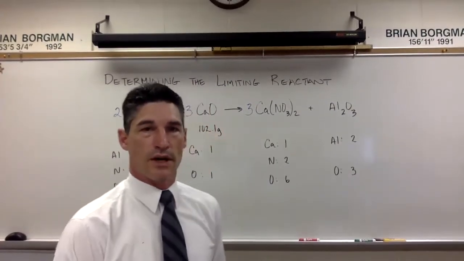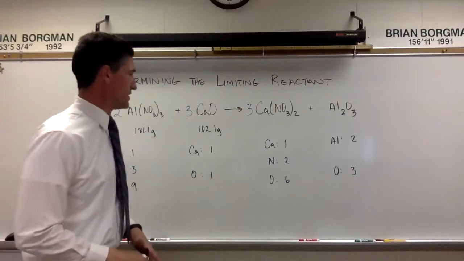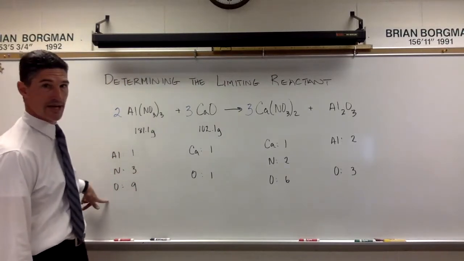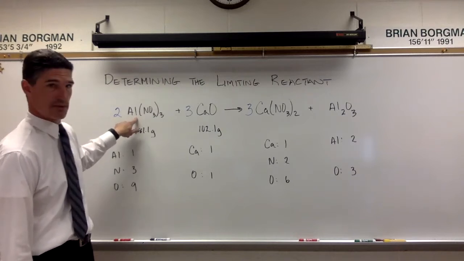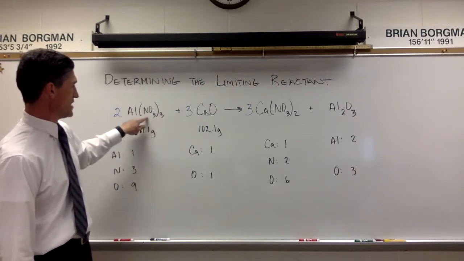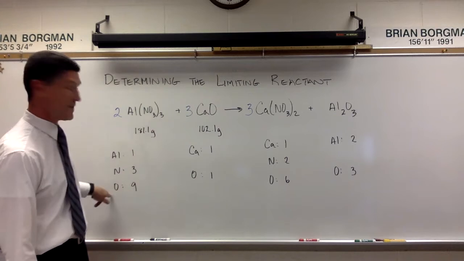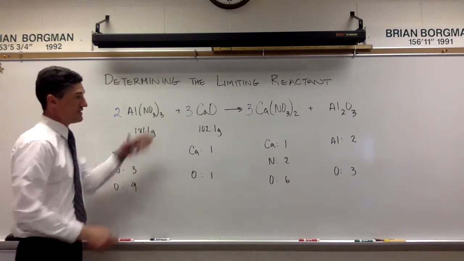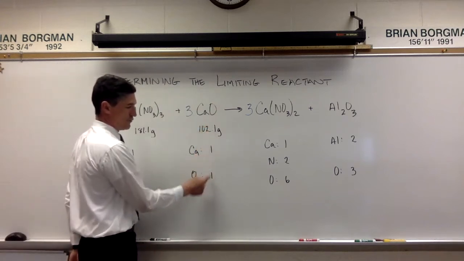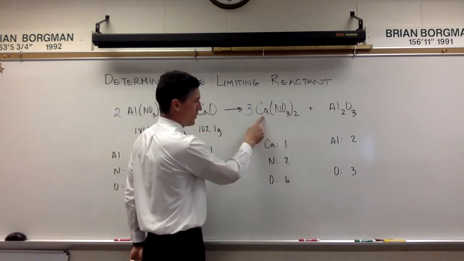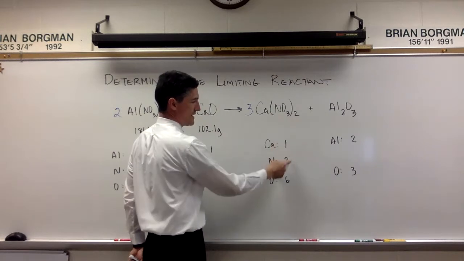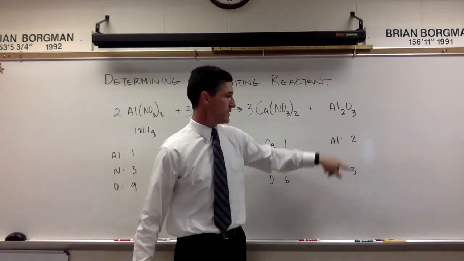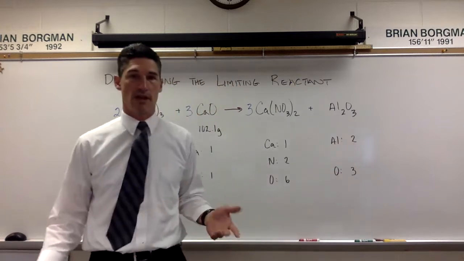Okay. So what I've done is I've broken down each one of the compounds. Aluminum nitrate is made up of aluminum, nitrogen, and oxygen. In this compound, we have 1 aluminum. That 3 tells me there are 3 nitrogens, and then 3 times 3 tells me that I have 9 oxygens. So in total, I have 1 aluminum, 3 nitrogens, and 9 oxygens. I did that for each one of these. Calcium oxide is 1 and 1. Calcium nitrate, I have 1 calcium, 2 nitrogens, and 6 oxygens. And then aluminum oxide, I've got 2 aluminums and 3 oxygens. So that's how many of each atom I have.